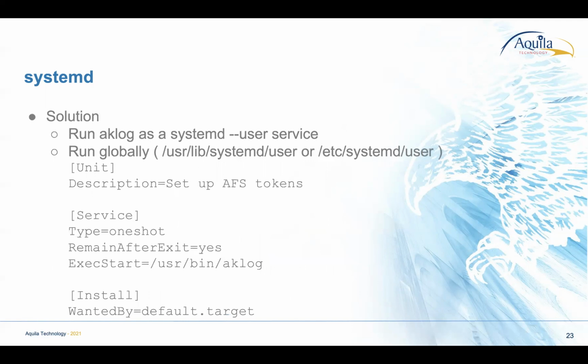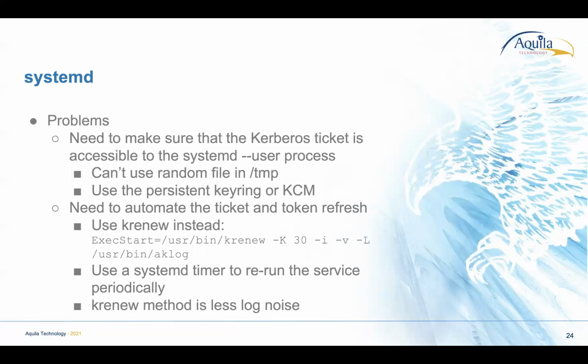So what do we do to solve this? We could run aklog as part of some systemd user service. And you'll want to make this be global. So you'll put it in the global directory because it can't read into your home directory. And what you'll do is you'll just basically have it run aklog as soon as it starts up, and you'll just want to make it be something that launches on login. Now, the problem with this is that you need to make sure that your Kerberos ticket is available to that. So you can't use the random file in /tmp. I suggest using a persistent keyring or the KCM, and these are both ccaches that modern, or at least MIT Kerberos supports.